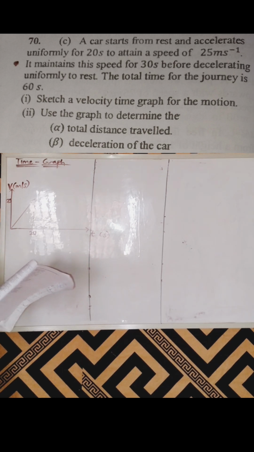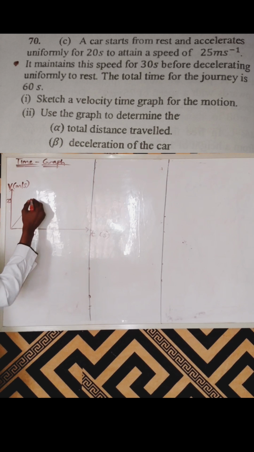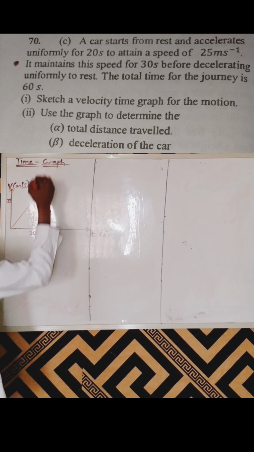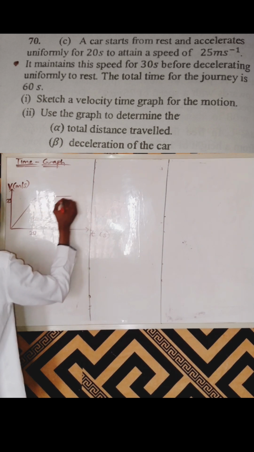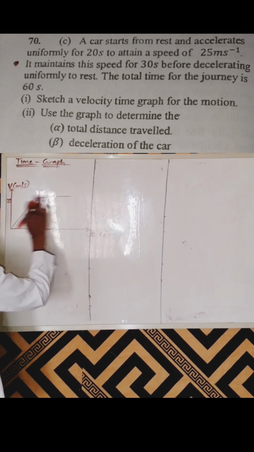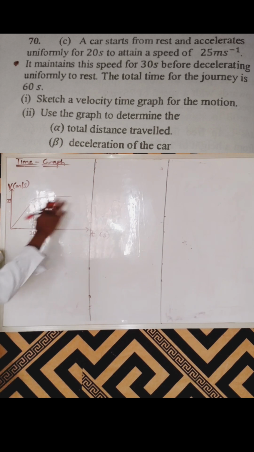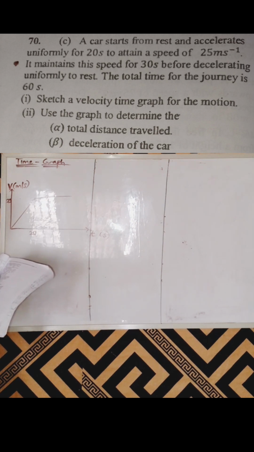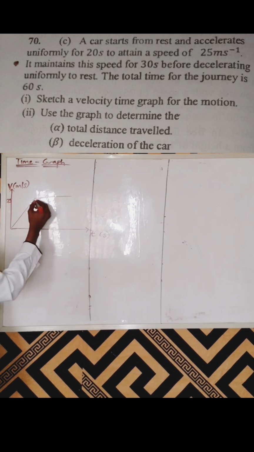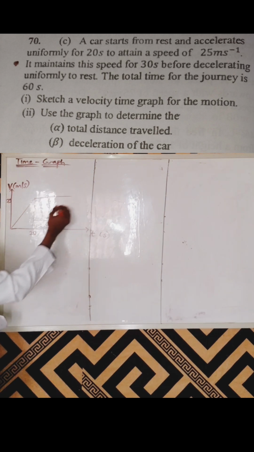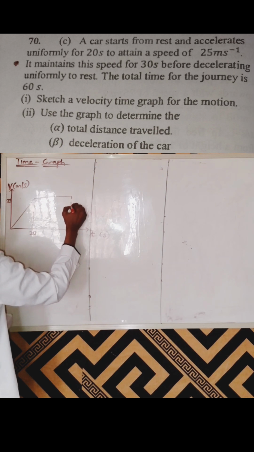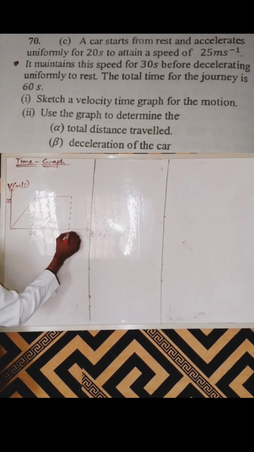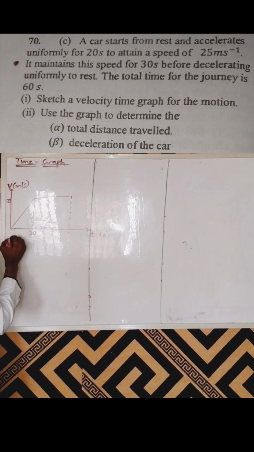It maintains this speed for 30 seconds. It maintains the speed, which means it continues with the speed. It did not accelerate or decelerate. That means the velocity is constant for 30 seconds. Let me look at the question: it maintains the speed for 30 seconds. Yes, for 30 seconds. So if it's maintained for 30 seconds, the distance between here and here is 30. If from here to here is 30 and from here to here is 20, then from this side to here what?